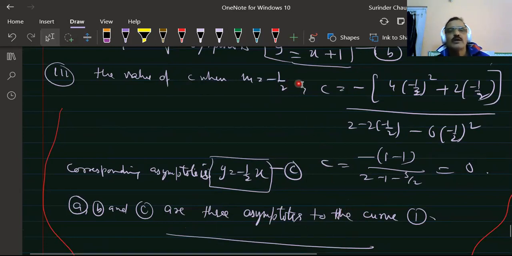Both methods give the same equations, so compare them and learn the method thoroughly. Thank you very much.